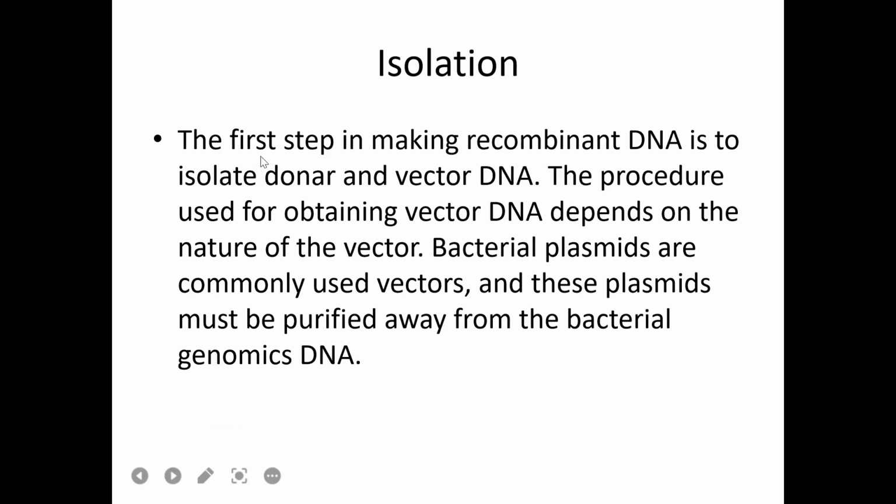The first step in making recombinant DNA is to isolate donor and vector DNA. Donor means the organism from which we are taking the DNA, which donates its DNA. Vector means the plasmid. We have to isolate the plasmid from the organism, like bacteria. The procedure used for obtaining vector DNA depends on the nature of the vector.